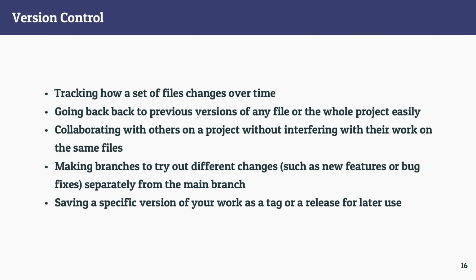You can make branches with a VCS to try out different changes, such as new features or bug fixes, separately from the main branch. You can work on these branches alone or with others. Then you can merge back the changes you want to keep to the main branch. You can also save a specific version of your work as a tag or a release for later use.